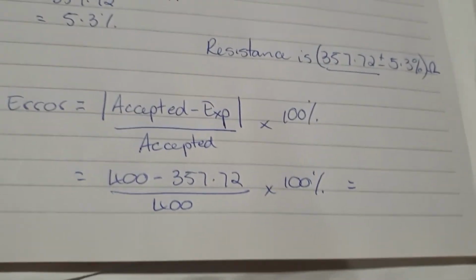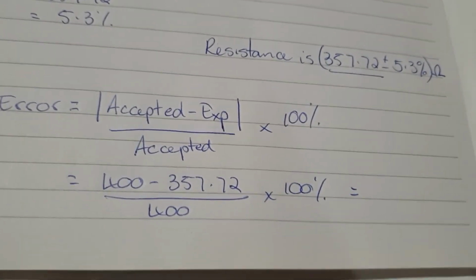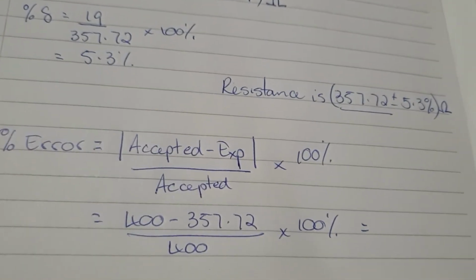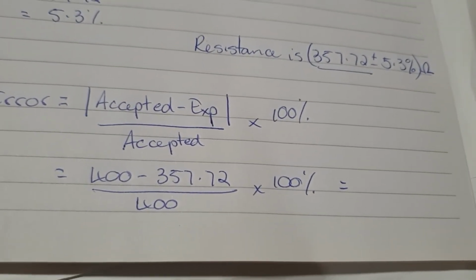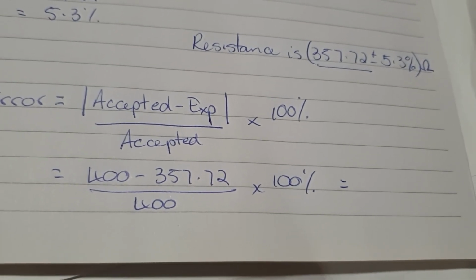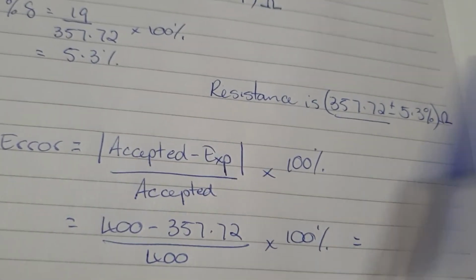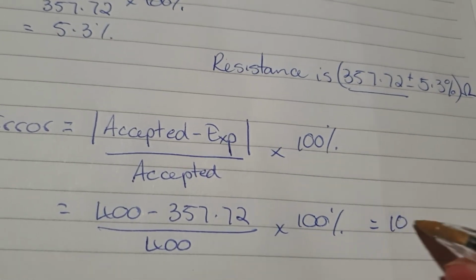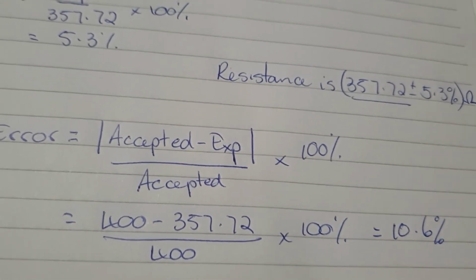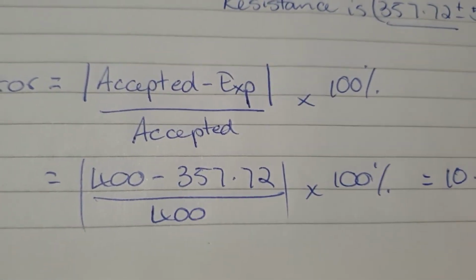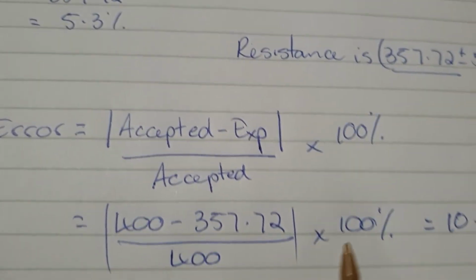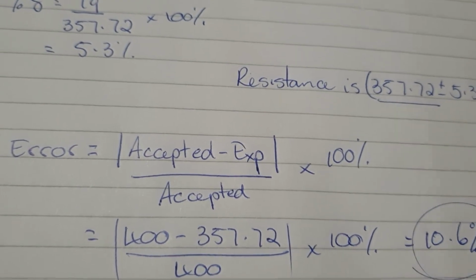So we've got 400 minus 357.72... oh, 10.6. 10.6%. Don't forget that it's the absolute value. Righto, so 10.6% would be the error.